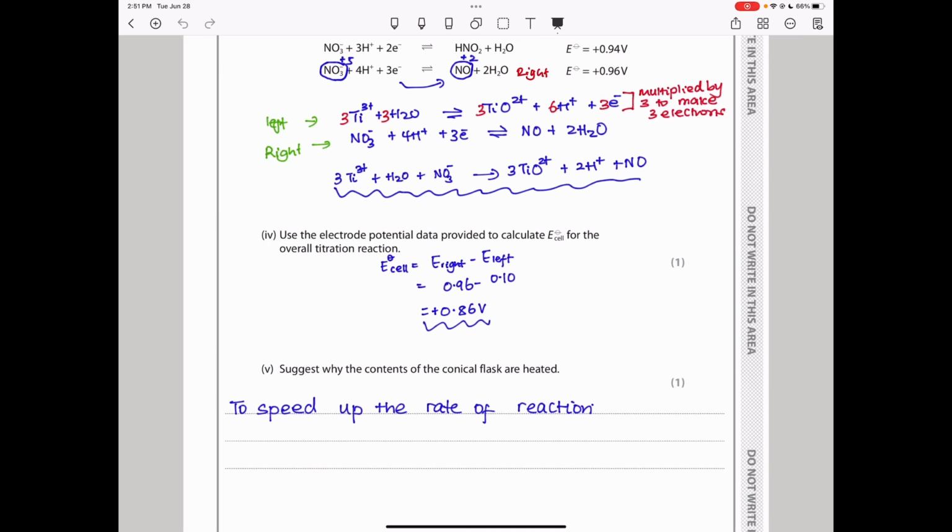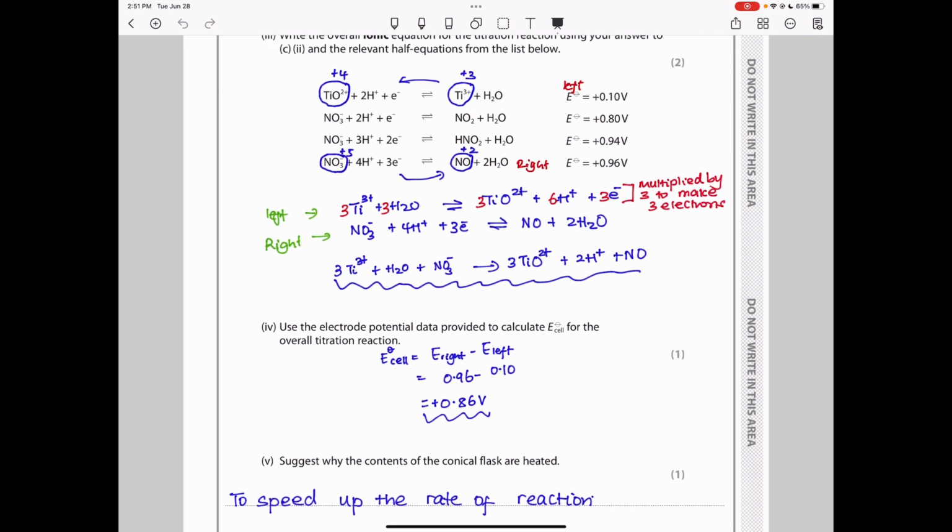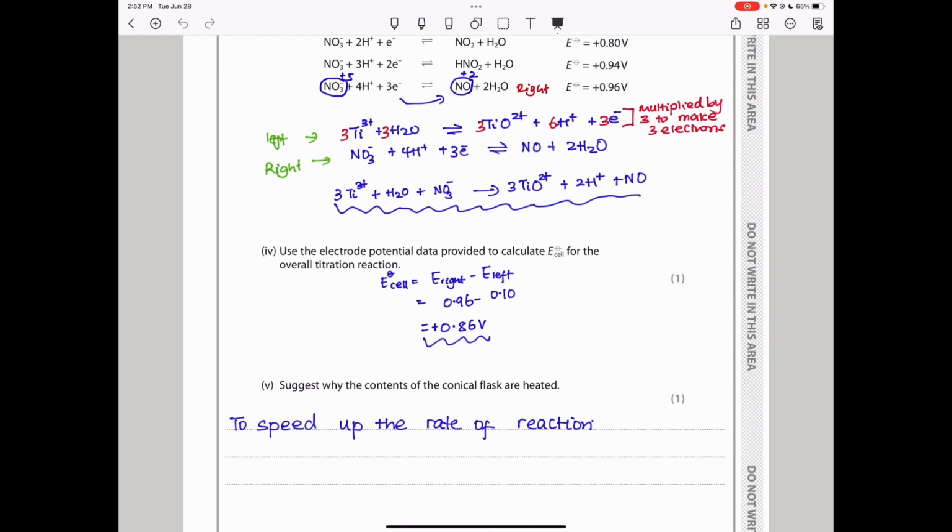So the next part says, use the electrode potential data provided to calculate the E theta for the cell for the overall titration. I say the E theta for the cell should be the E right minus E left. This is the E theta for the right half cell, and that is for the left half cell. Remember, I've said this is going to be on the left, and that is going to be on the right. So it will be 0.96 minus 0.1, giving us a positive 0.86 volts. You can see you have to put the sign and you have to put the units together for the mark.